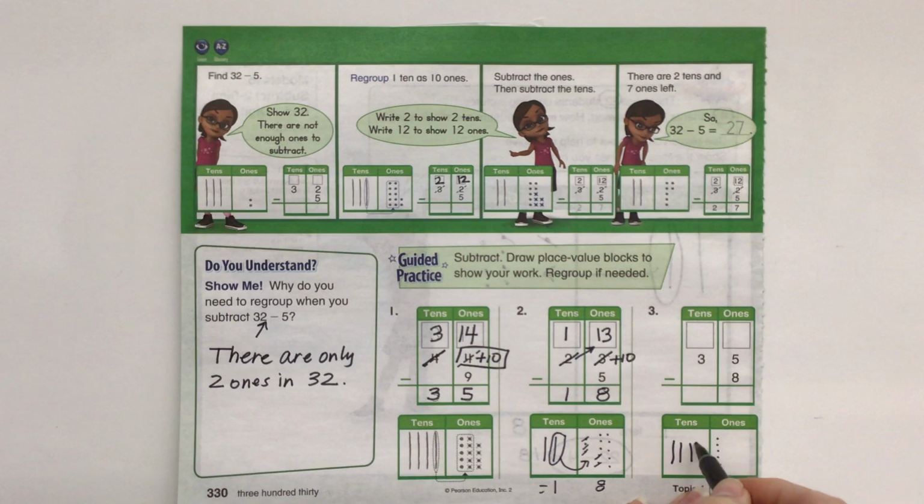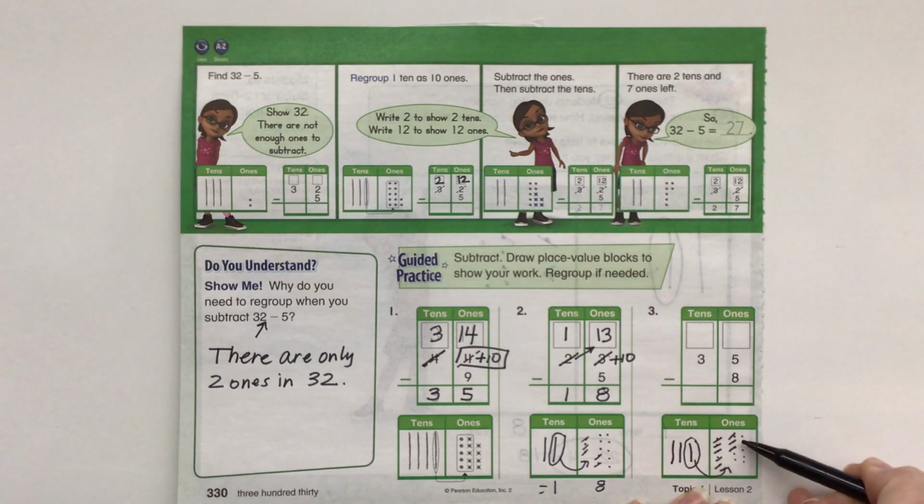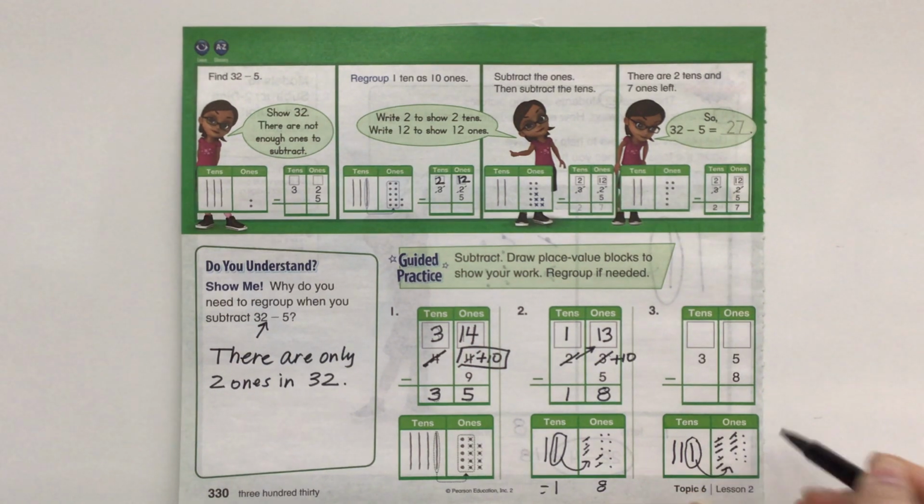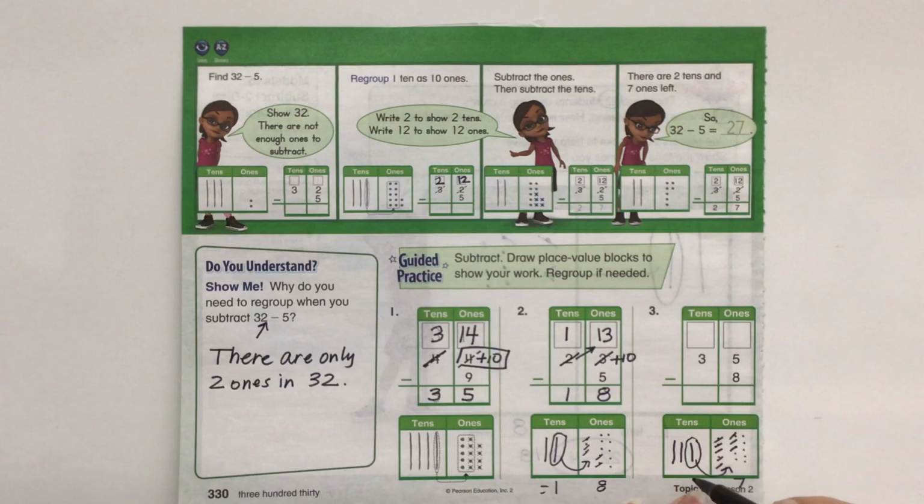I can't do it, so I am going to have to unbundle one of those and regroup it. Okay? All right, now I'm subtracting 8. Let's see how many ones I have left. 7 ones and 2 tens. So I know my answer is going to be 27.